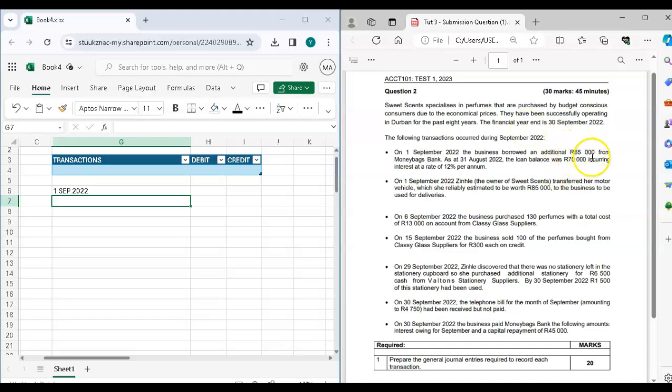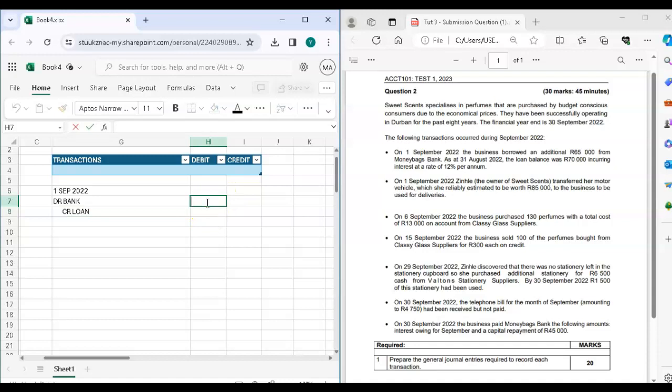So you got a 65,000 rand loan. What's increasing? It'll be your bank. Therefore you say debit bank. But when you're crediting, which will be crediting loan, put a space. Because whatever you're crediting, you have to have a space. Then you put the amount, which is 65,000. You put that on the left, and you put the one on the right which you're crediting.